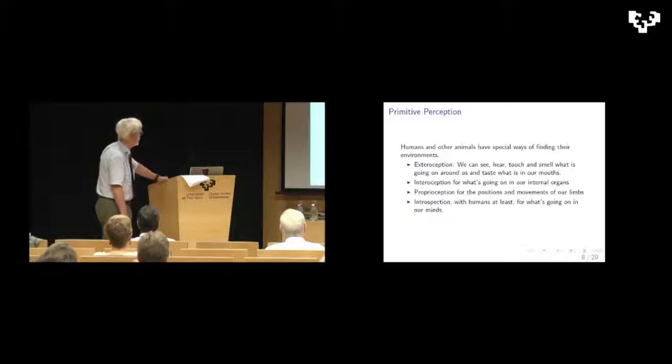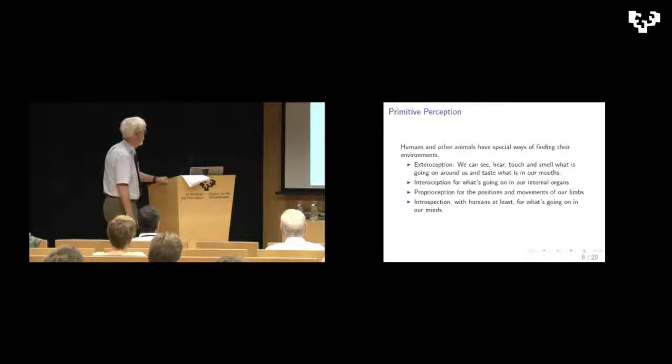using perception. Then we have interoception for what's going on in our internal organs. There are other names for that. And then we have proprioception, which I usually misspell, but I think I got it right there, for the positions and movements of our limbs. Sometimes called kinesthesis, I think. And then some of us have introspection, some humans at least, probably other animals too, for what's going on in our minds. So we have ways of finding out about what's going on around us and in us. We're equipped by nature with such things.